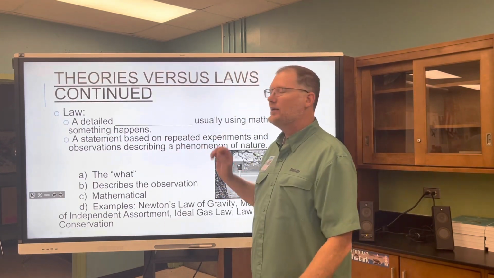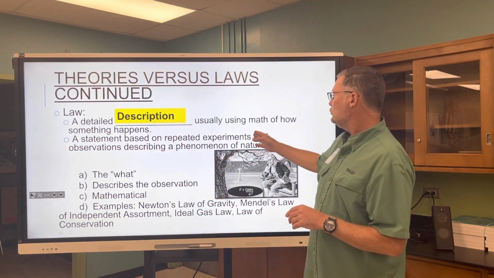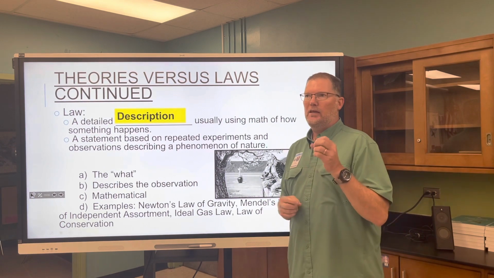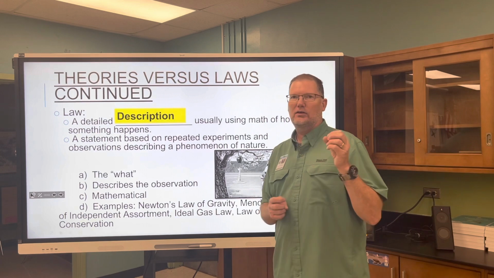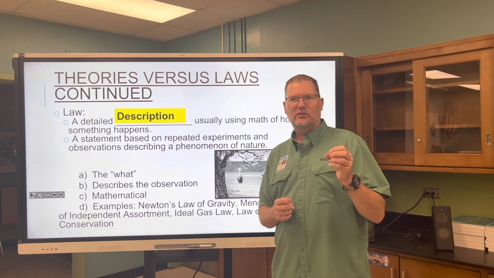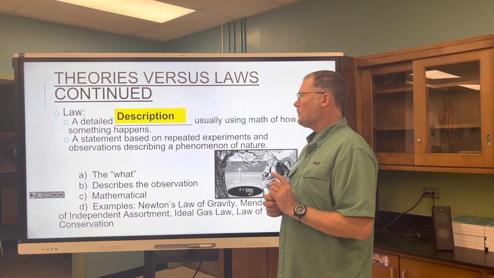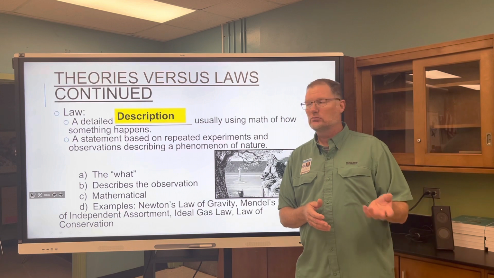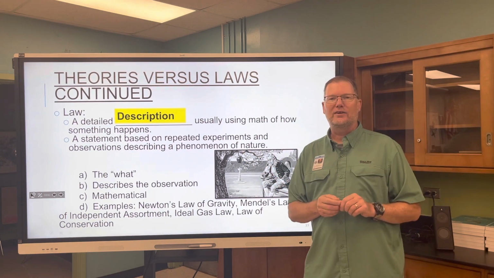Okay? A law is a detailed description, usually mathematic, of how something happens. It's not the why, it's the what. That's the difference. We'll talk more about that in a minute. So it's a statement based upon repeated experiments, just like a theory, and of observations describing a phenomenon of nature.